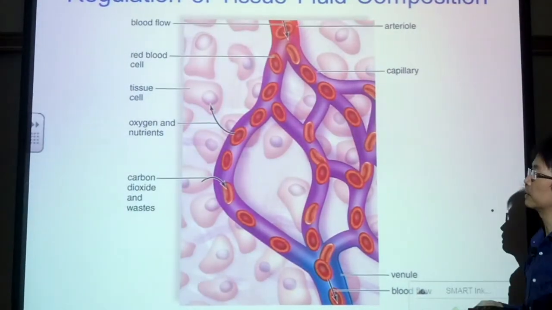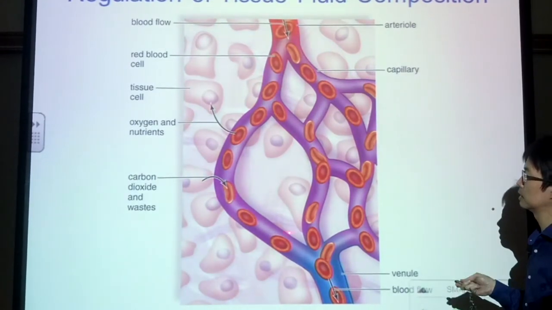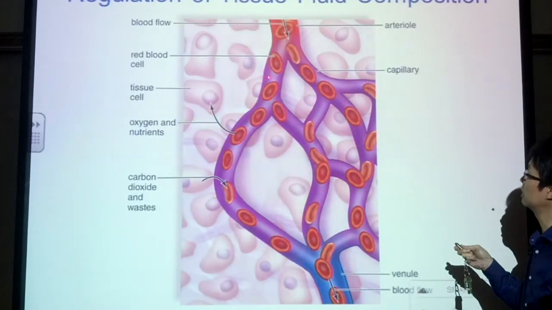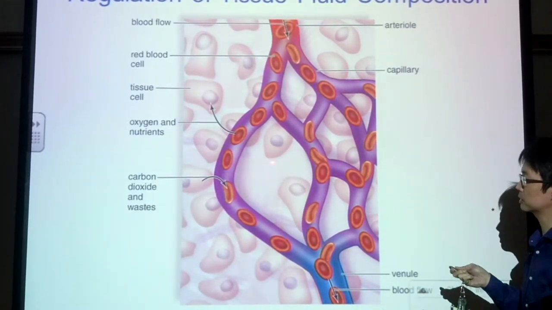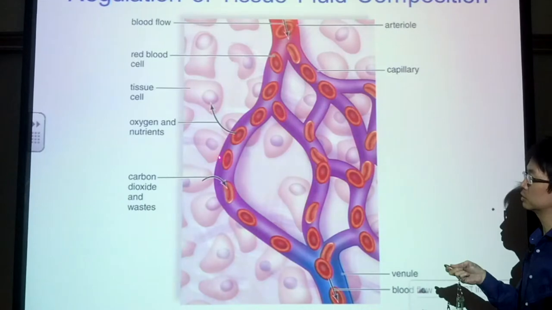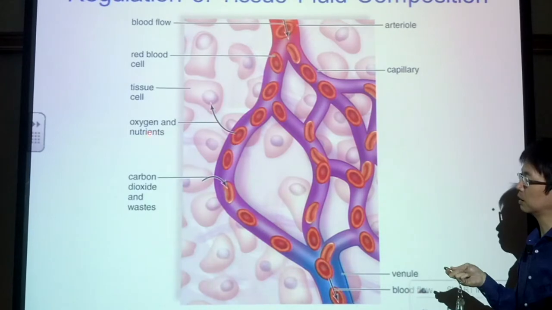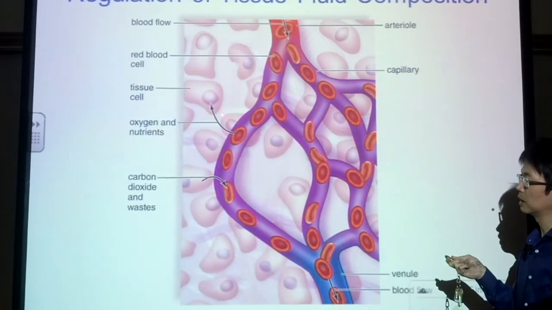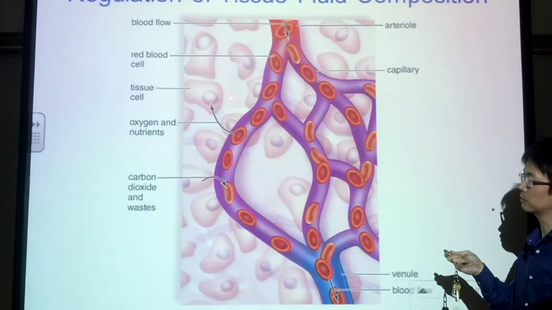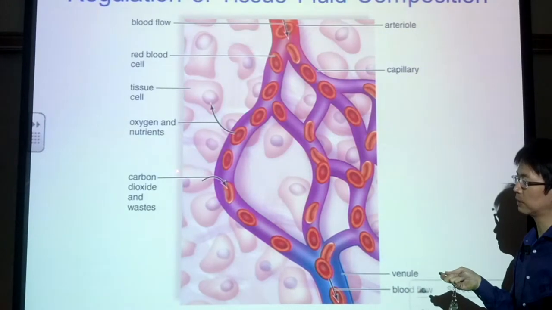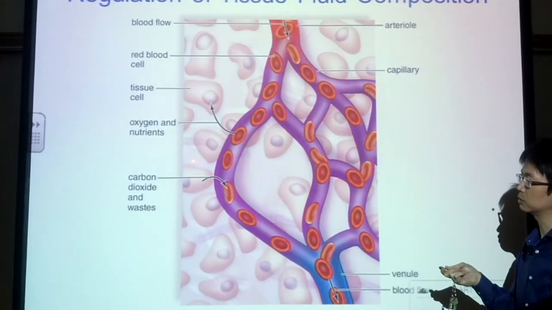So this is what I mean in here. You have the blood vessels here, and then you see this white space. The white space here is filled with the so-called tissue fluid or extracellular fluid. And then these are the tissue cells. Tissue cells can be your muscle cells. The oxygen and nutrients go into the extracellular fluid first, and then from the extracellular fluid, into the cell. And then the carbon dioxide and metabolic waste produced by the tissue cell go into your extracellular fluid first, and then into your blood.